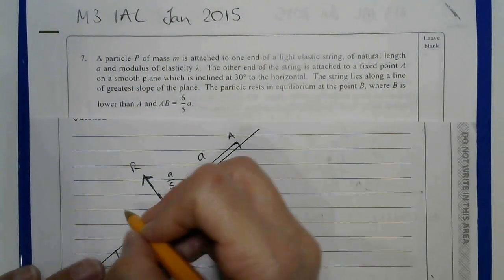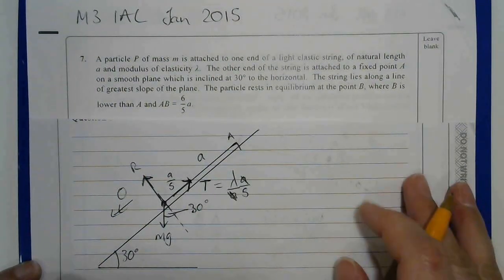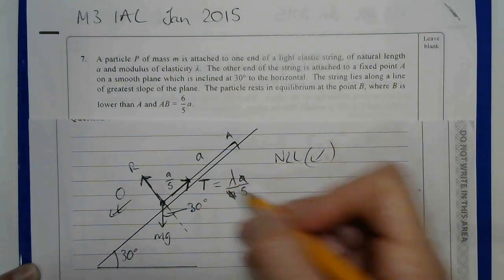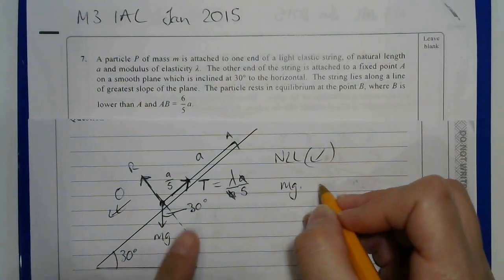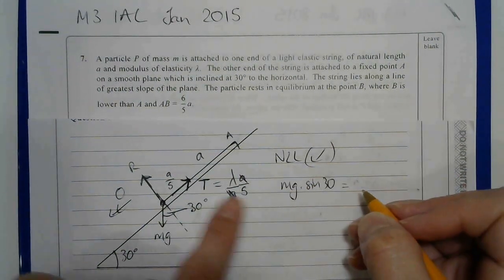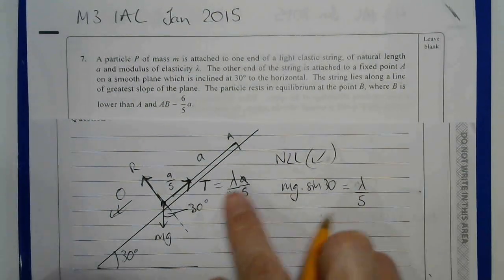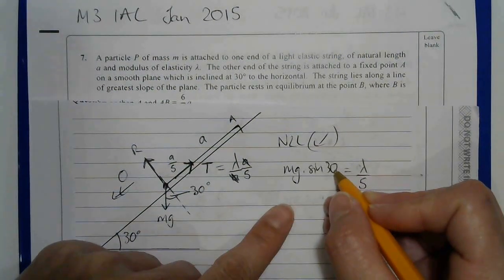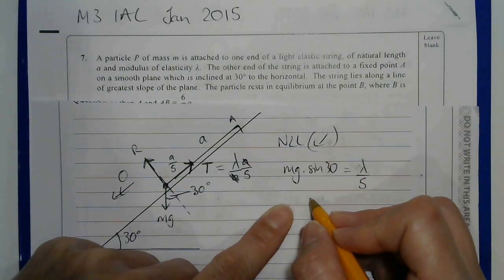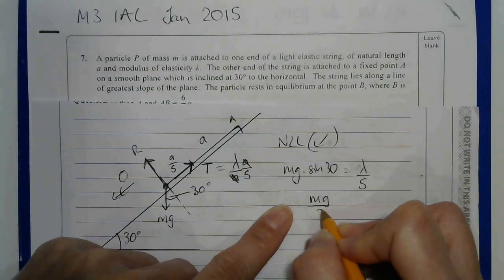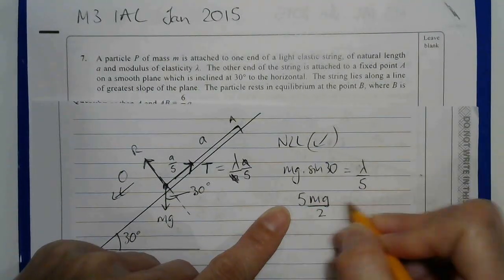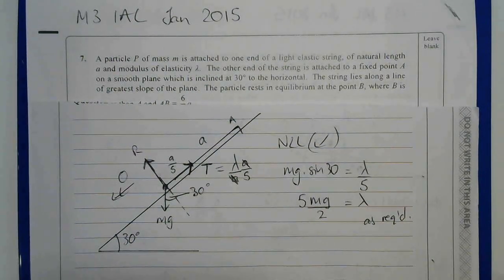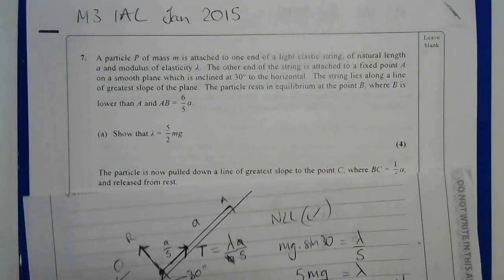Now they said it was in equilibrium, so there's no acceleration. And so I can now use Newton's second law down the slope to say forces down the slope equal forces up the slope. So I've got mg multiplied by sine 30 equals the force up the slope, which was lambda over 5, because I saw that these two values cancelled out. So sine of 30 is a half, so I end up with mg over 2, and then multiplying both sides by 5, I end up with lambda as required. Okay, so that is for the first 4 marks.